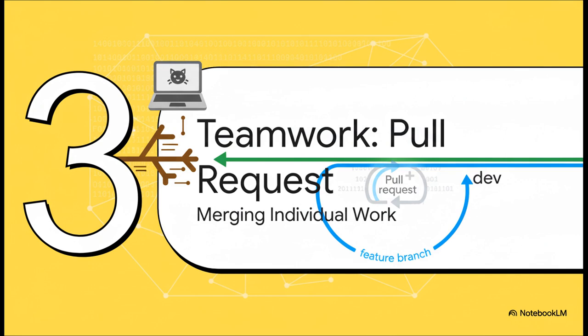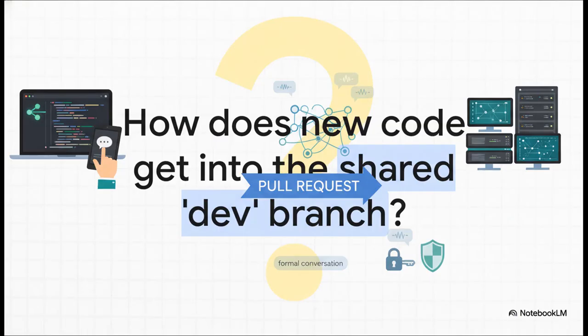Okay, Section 3. Teamwork and the pull request. Dev 1's code is up on GitHub, which is great, but it's still stuck in its own little branch. So the big question is, how do we get that code into the main dev branch where it can work with everyone else's features? And the answer to that question is the pull request. This is the cornerstone of team collaboration on GitHub. A pull request, or PR, is basically a developer raising their hand and saying, "Hey team, I'm done with my feature, please review my work, and if it's good, merge it into our shared dev branch."